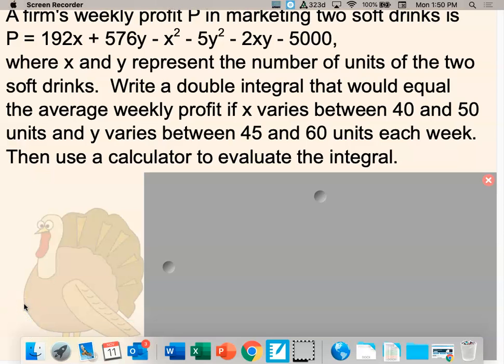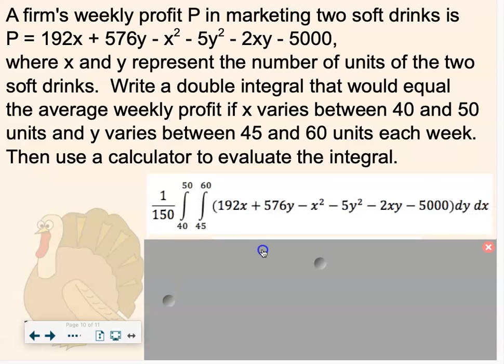Since all of your limits are numeric, again, it doesn't matter if you go dx dy or dy dx. So you just have an integral where your x goes from 40 to 50 and your y goes from 45 to 60, but you need to multiply it out front by 1 over the area of that rectangle. It would be a 10 by 15, so 1 over 150, right? And then times your integral of your beautiful function. I went dy dx. Most of the time we're going to be doing dy dx. Any questions on that one?